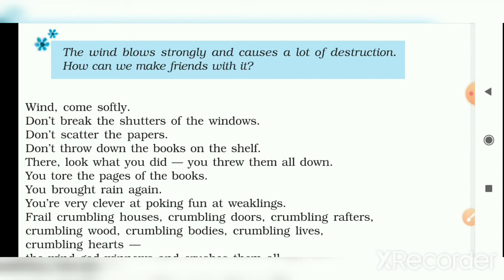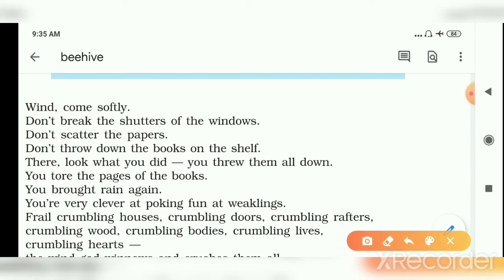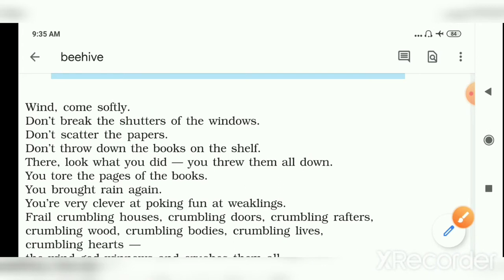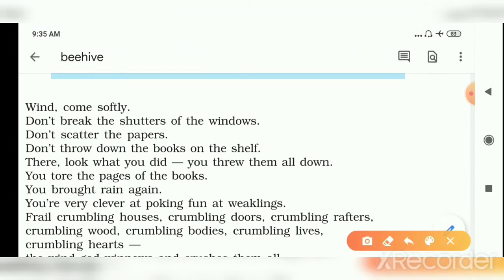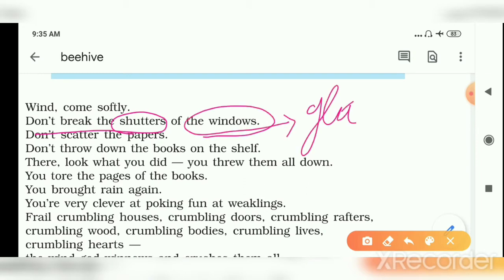O wind, come, come, but come softly, softly with gentle speed, not with cyclonic condition. Come softly, slowly, slowly. Don't break shutters and windows. If cyclonic wind is there, wind will break shutters. Wind will break windows and glass of windows.